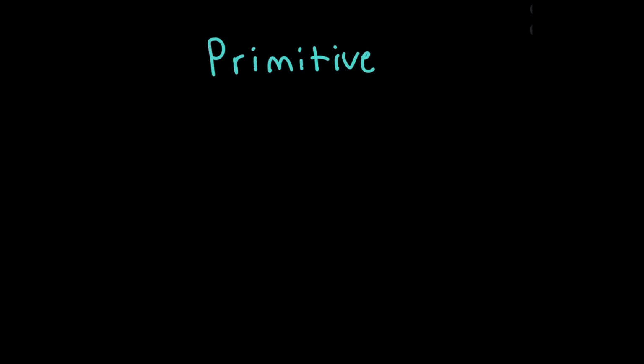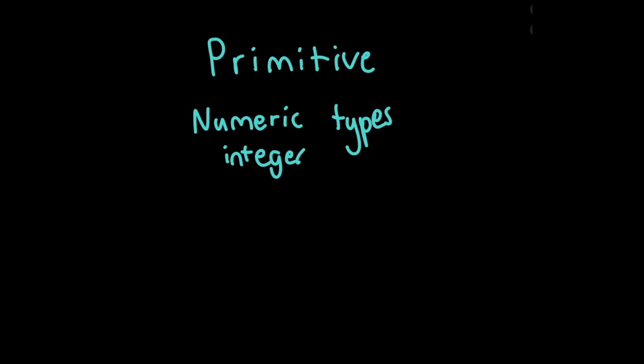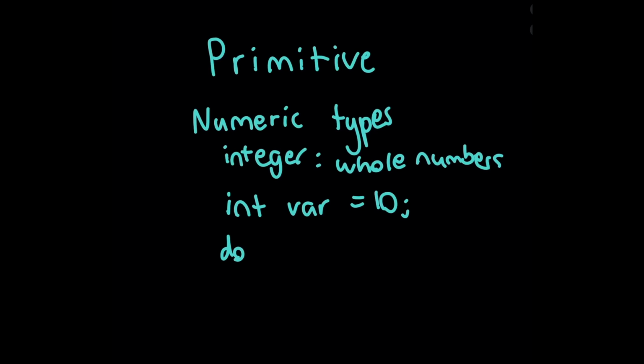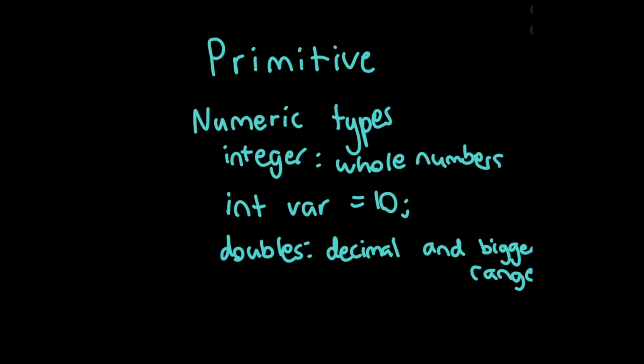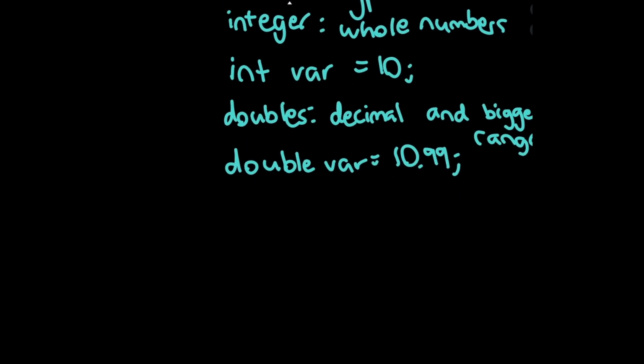The main variables in this unit are primitive types and one non-primitive type. Let's go over numeric primitive types first. In Java, we declare an integer using int before the variable name. It looks like this: int x = 10. Doubles are like integers but can have decimals and be much larger than integers. In Java, we declare a double using double before the name. A double would look something like double var = 10.99.